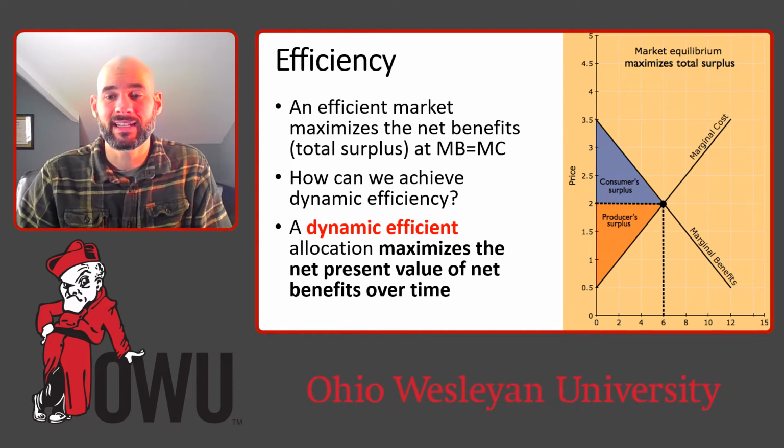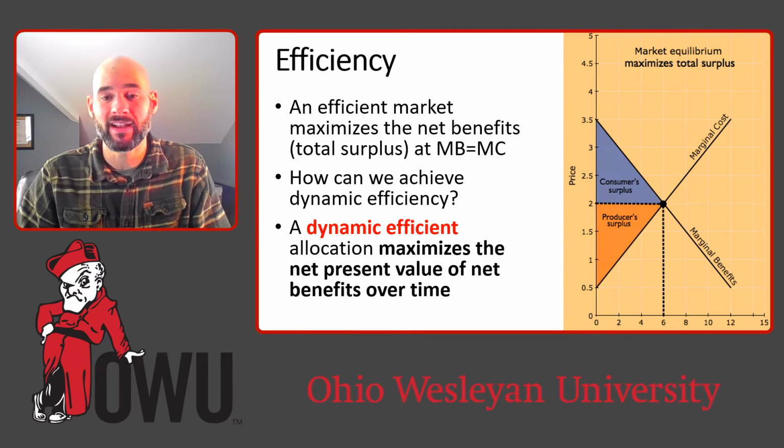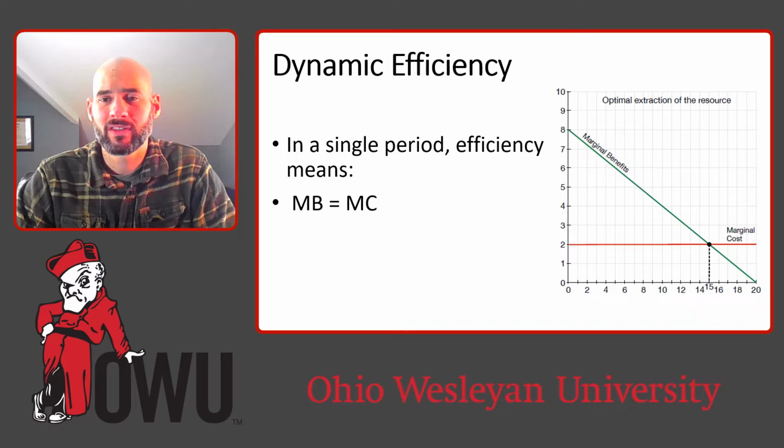So we're getting at this same connection between efficiency and maximizing net benefits, but now there's just a temporal component to it, which is going to require discounting the total future stream of net benefits, not just the net benefits in one time period. So let's consider the efficiency of the extraction of a natural resource.